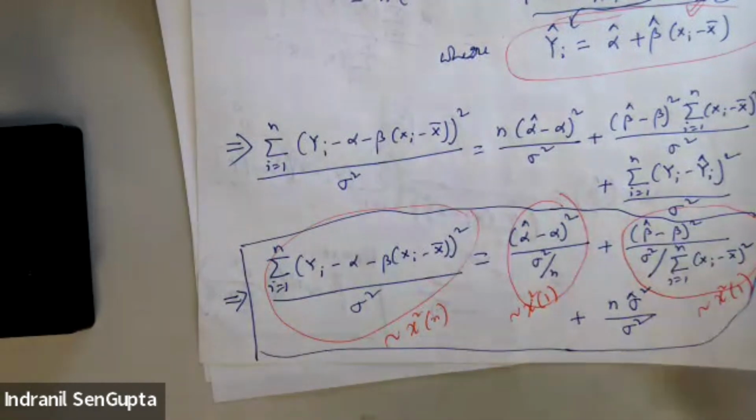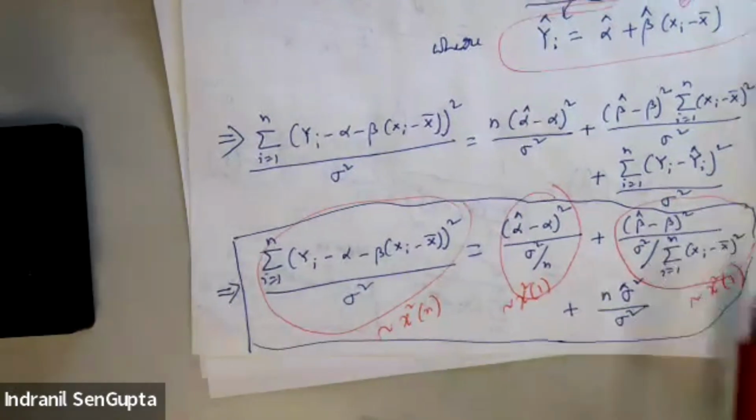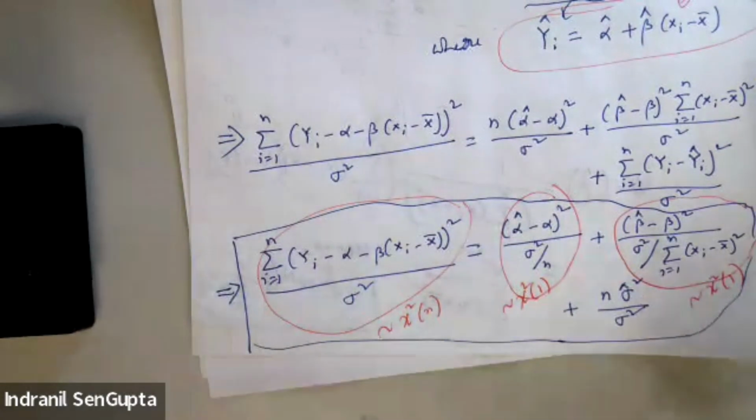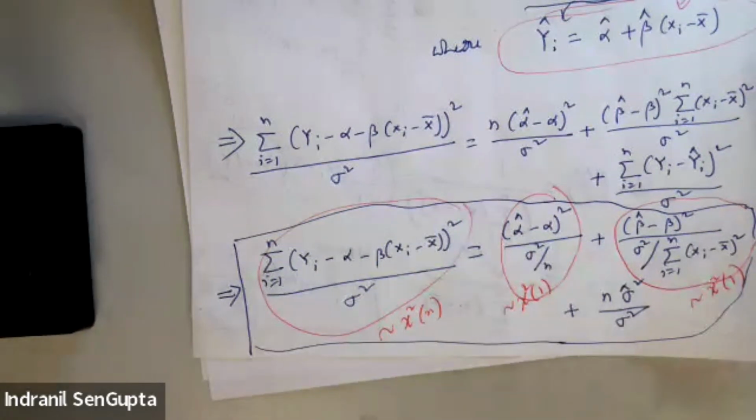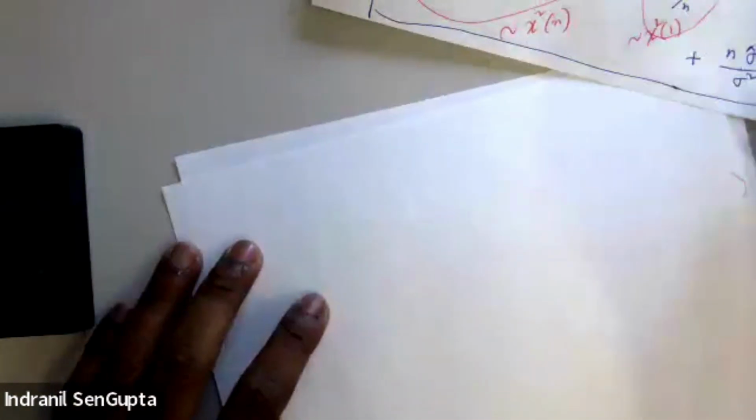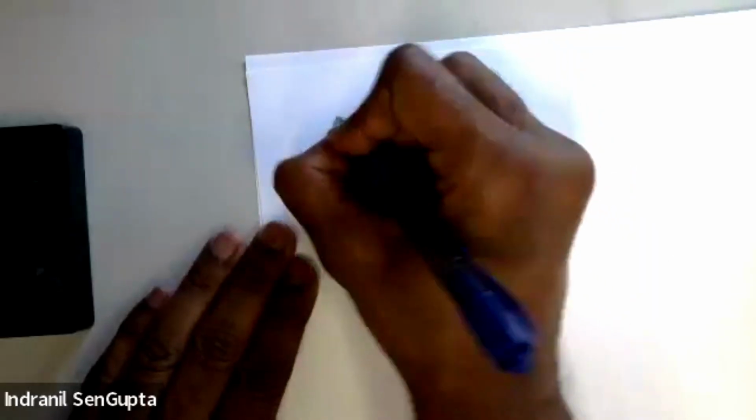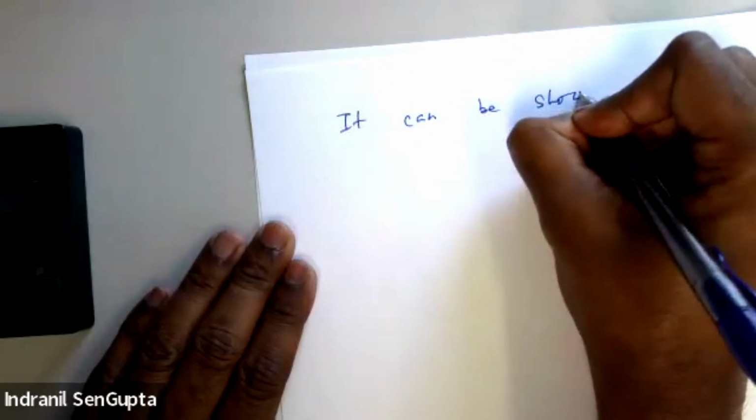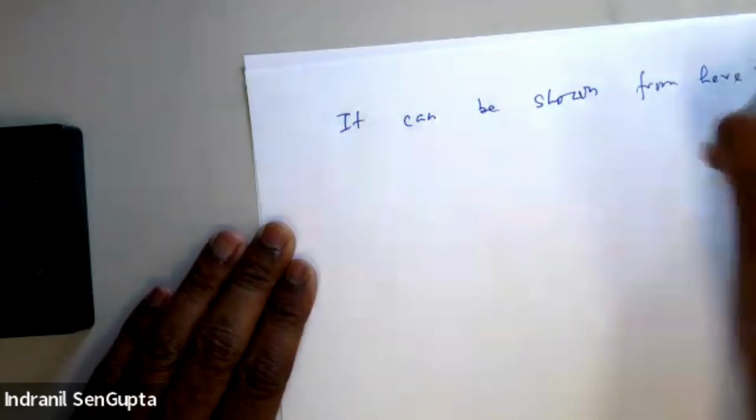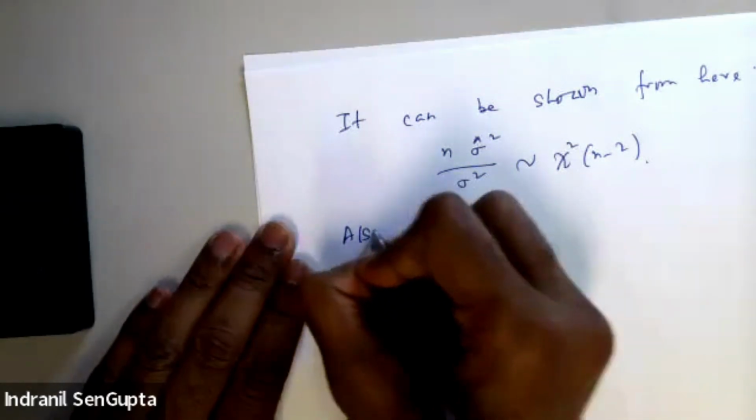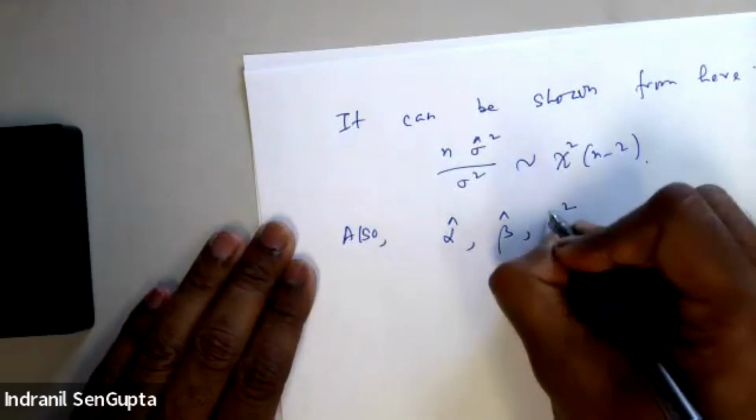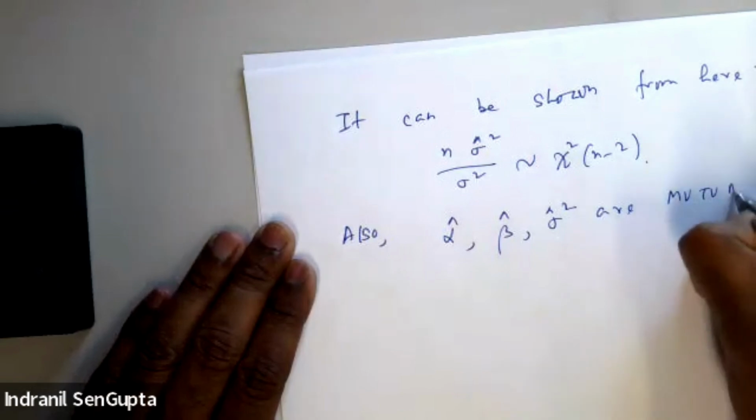Here's some hand waving: here is chi square n, this is chi square 1, chi square 2. So hopefully it will be chi square n minus 2, and we'll not prove it because we'll not be proving that alpha hat and beta hat are independent. So we'll simply write it. It can be shown, that's why I wrote it as a sketch of proof, from here that n sigma hat squared over sigma squared follows chi square n minus 2, and also that alpha hat, beta hat, and sigma hat squared are mutually independent.